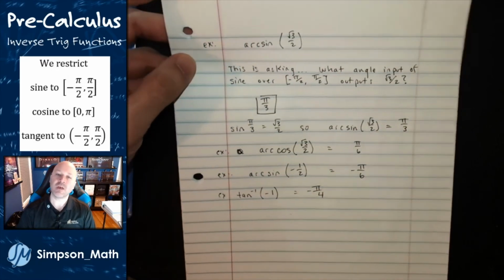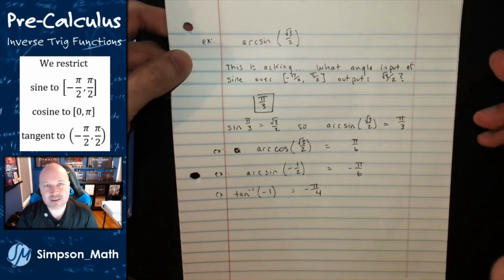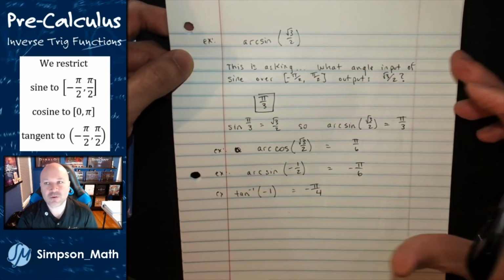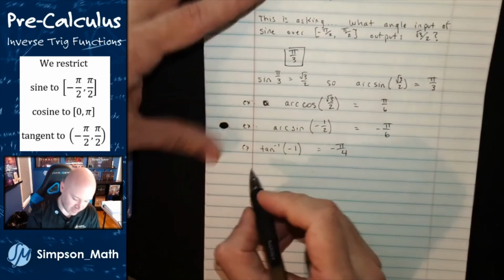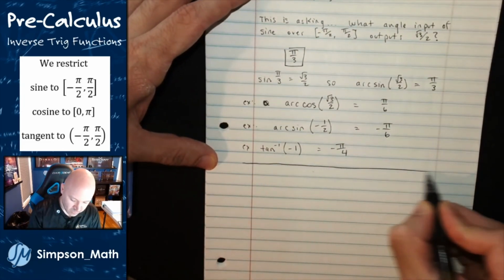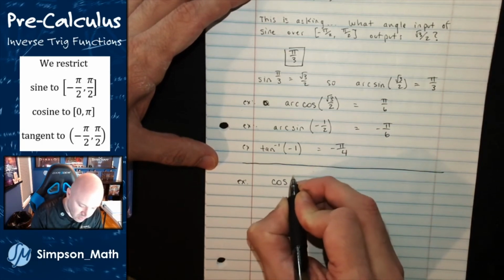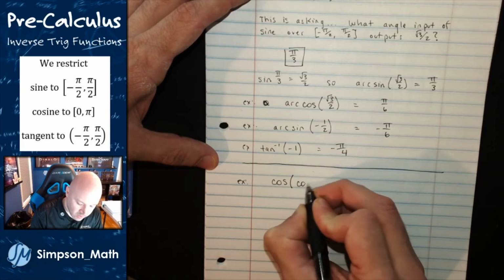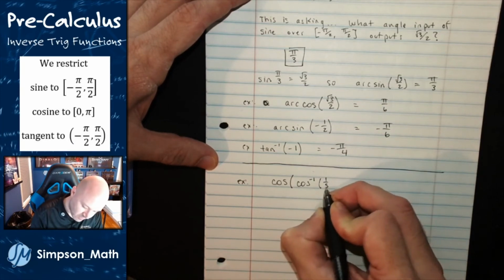All right, so these are just the unit circle questions in reverse. The same questions I could ask you about the unit circle, I can now ask you in reverse. Fun times. Let's take a look at this scenario. Cosine of cosine inverse of 1/5.